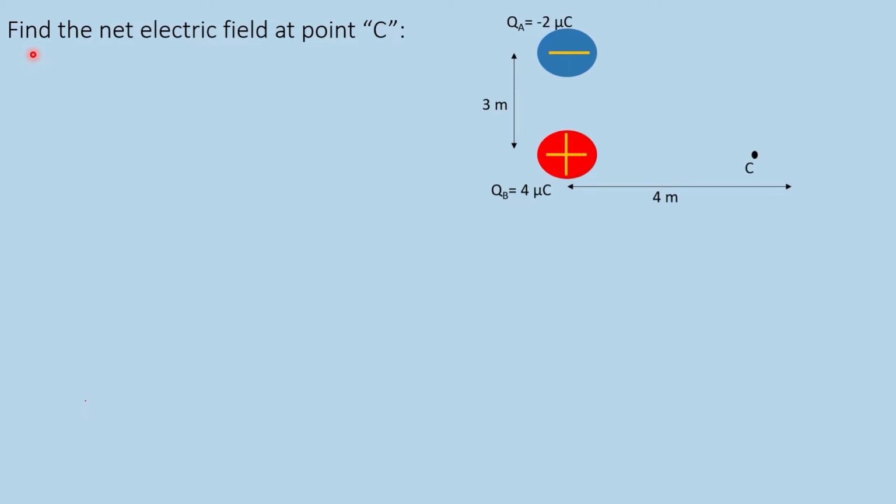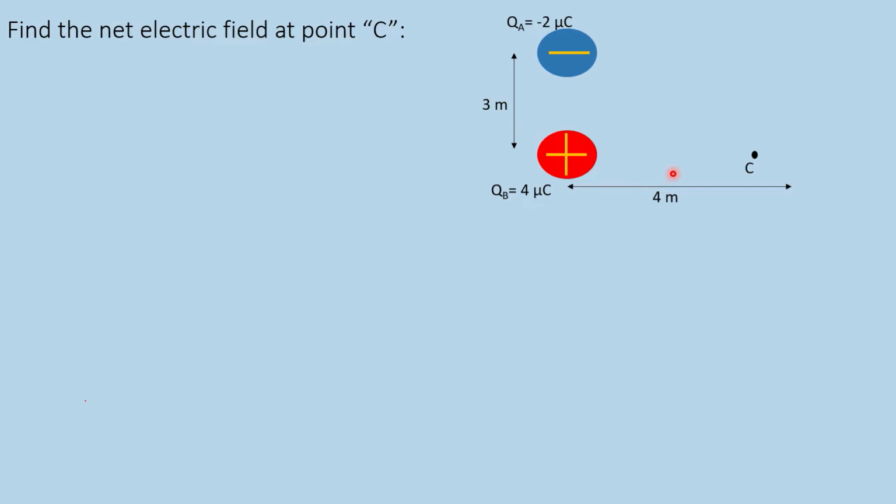In this video, we will see how to find the net or the resultant electric field at a point in a system of electric charges where we have to break down one of the vectors into its components. Find the net electric field at point C. As you see in the system, we have QA, QB, and point C is located there. This position is on the x-axis, but it is not at the right angle of the triangle. So let's see how we do this.